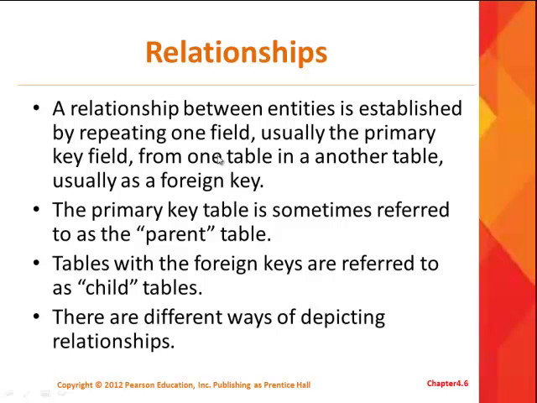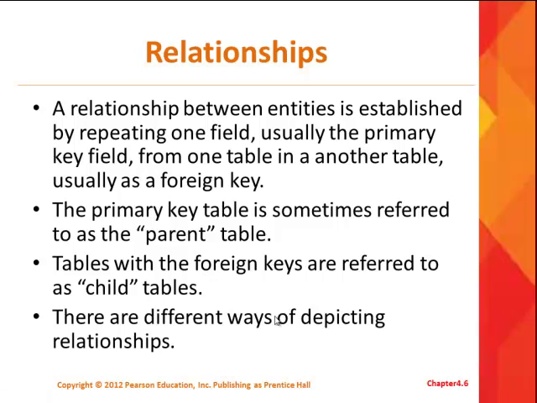Okay, so we've seen that that becomes a one-to-many relationship. The primary key table, sometimes you hear terminology, it's called the parent table. And then the related table, the one with the foreign key, is the child table. That's usually on the many side of the relationship, or that is on the many side of the relationship.